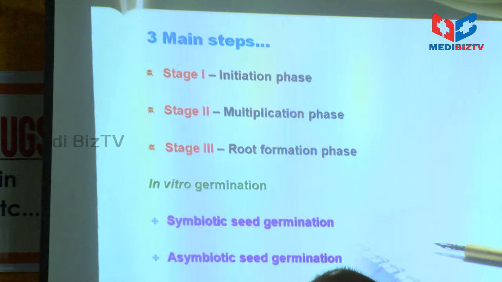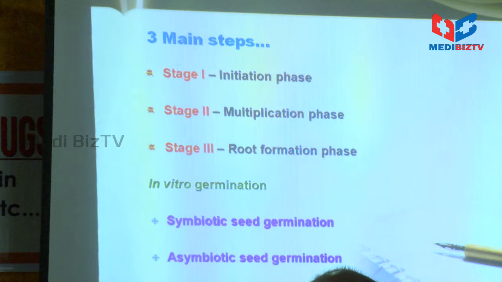First is stage 1, the initiation phase. In the initiation phase, any type of explant, such as leaf, internode, or stem, is cultured on a medium. Stage 2 is the multiplication phase. Cytokinins play an important role in the multiplication phase, and cytokinins such as BAP, TDZ, and kinetin are used for this phase.